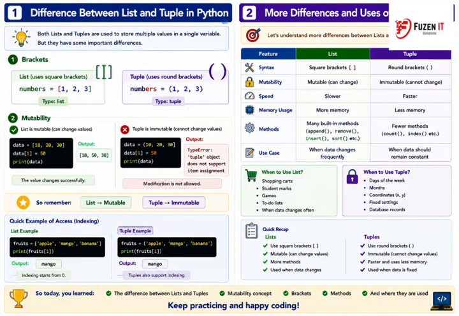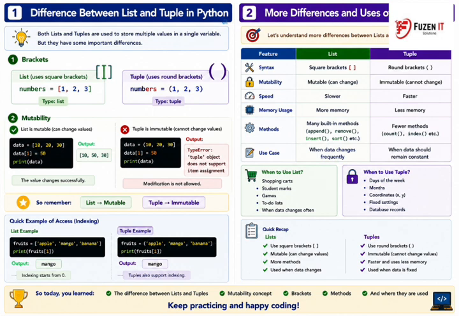Hello everyone, in this video we are going to learn the difference between lists and tuples in Python. Both lists and tuples are used to store multiple values in a single variable, but they have some important differences.